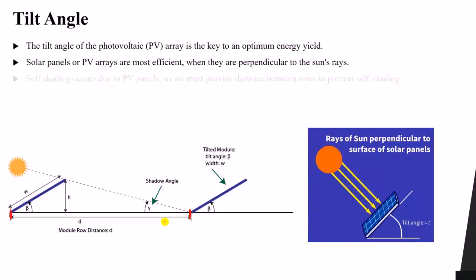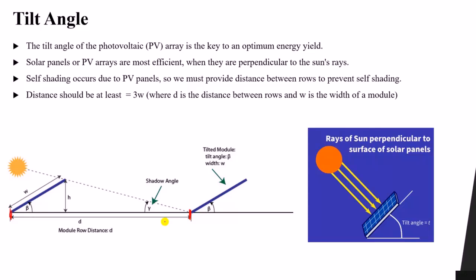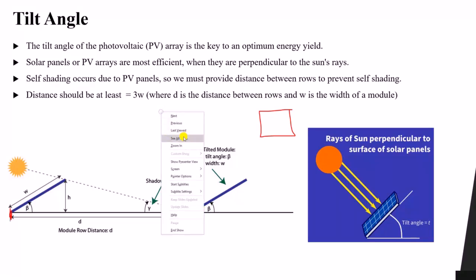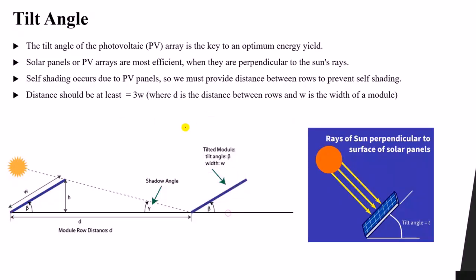So what is the distance required? The distance should be at least 3 times the width of the panel. You know that any panel is installed like this. Let's draw it another way. Any panel is like this, installed like this, and you can see that this panel has a width called W.